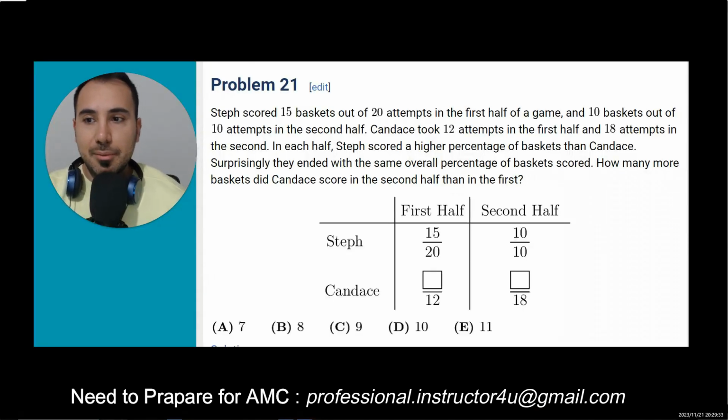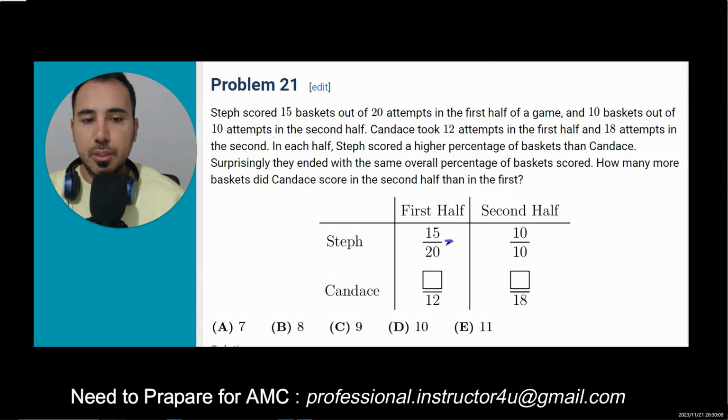Problem 21. Well, in my opinion, this is very, very easy to be problem 21. And if you can't do this, check to see if you're reading the instruction and the question too fast and too quickly. Because I think if you read it slowly, if you understand every bit, most likely you will get the question right. So let's go and do it. Steph scored 15 baskets out of 20 attempts in the first half of a game and 10 baskets out of 10 attempts in the second half.